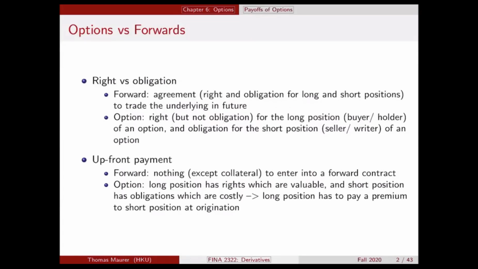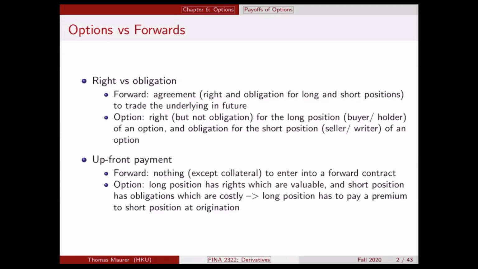If you compare options to forward contracts, then the key difference is that at the maturity date of the option, you don't actually have to go through with the trade, but if you are the owner of the option, then you have the choice to decide whether you want to trade or you don't want to trade. While remember, with the forward contract, you at the initial time agree that at the maturity date, you're going to trade an underlying asset.